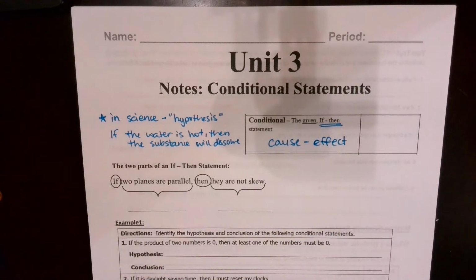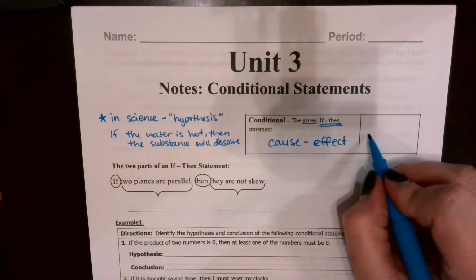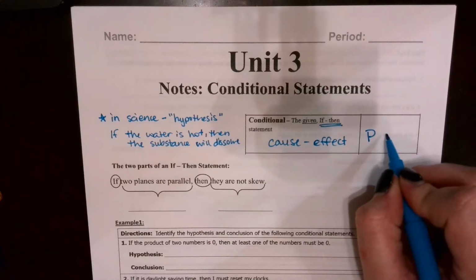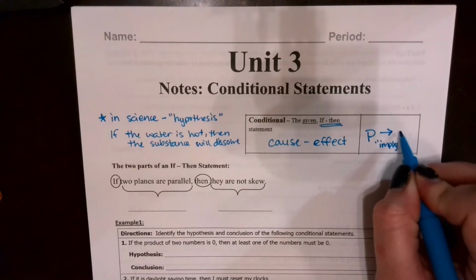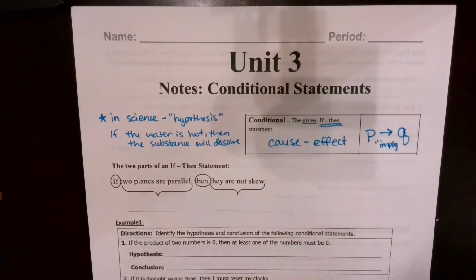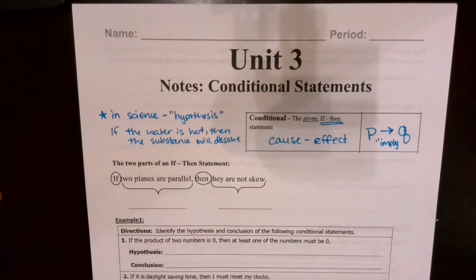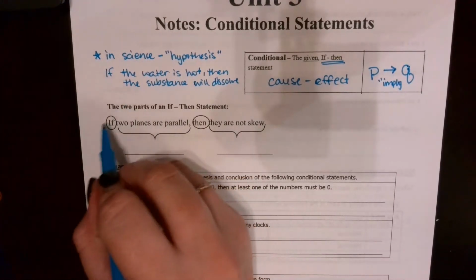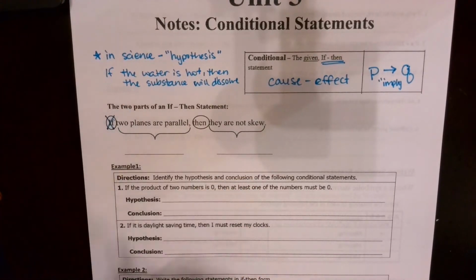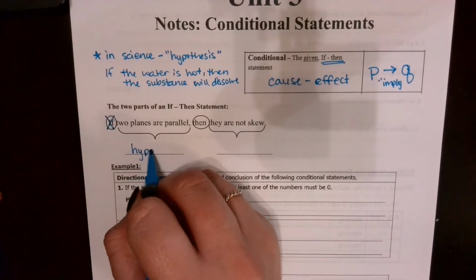We write conditional statements using symbols because, let's be honest, in math class, we don't like a lot of words. We're not in English class, so we like to use symbols instead. So we have a P statement, which is going to imply a Q statement. Okay, so P implies Q. That is a conditional statement. There are two parts of a conditional statement. The first part of your conditional statement happens after the word if. It doesn't include the word if, and it's called your hypothesis.